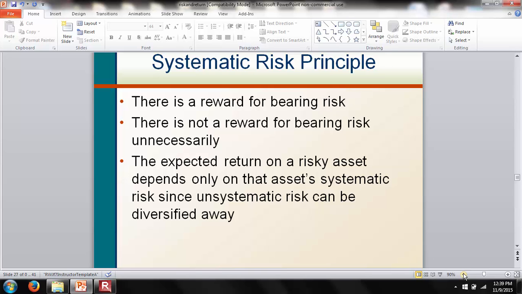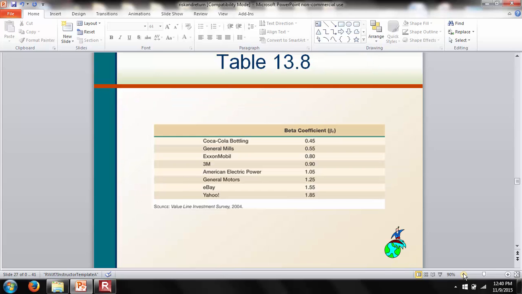Okay? So what is the systematic risk principle? There is a reward for bearing risk, and there is not a reward for bearing risk unnecessarily. So what we are saying is that if you have a portfolio which is not well diversified, you might be exposed to too much unsystematic risk. And at least in finance, what we are saying is that nobody is going to reward you for that. So all said and done, you should not be taking the unsystematic risk.